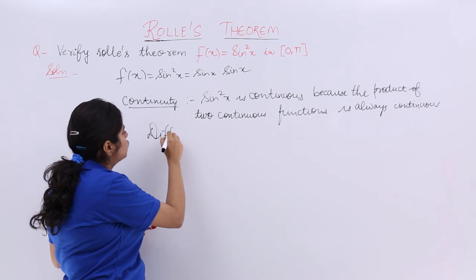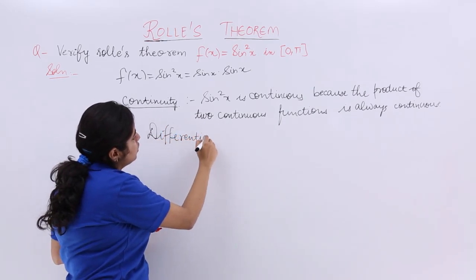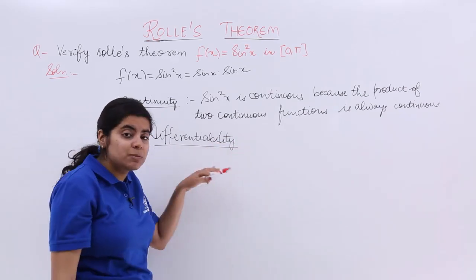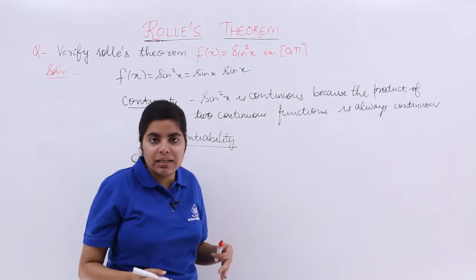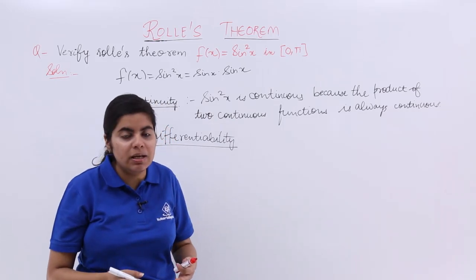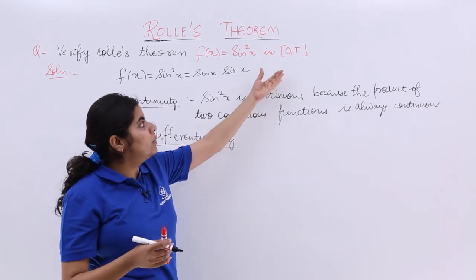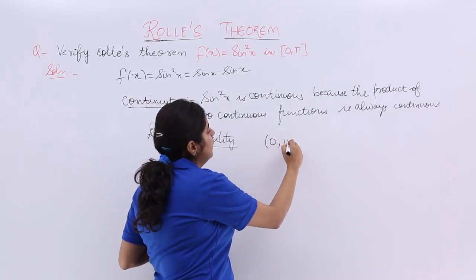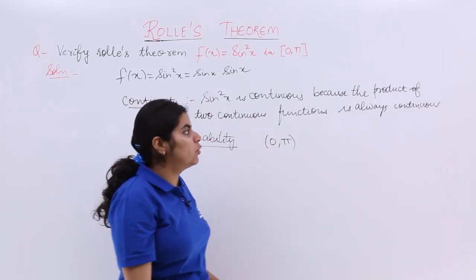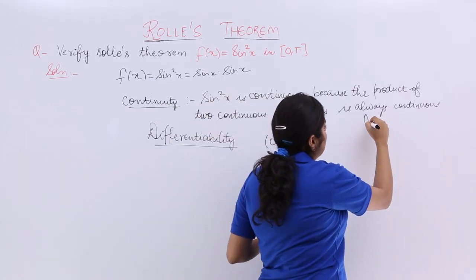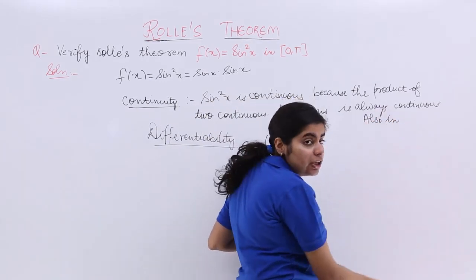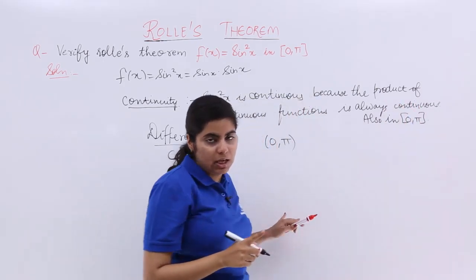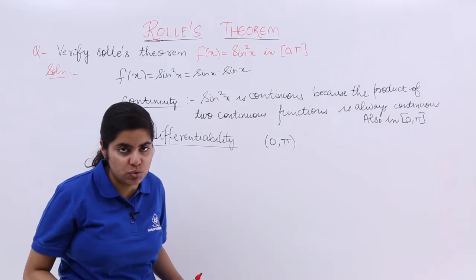What about the differentiability? About the differentiability also you will speak the same thing. You will explain the same thing. You know that sin x is always differentiable, and that is why sin square x will also be differentiable in the interval 0 to pi. But remember, in differentiability, make it the open interval 0 to pi, and in continuity, make it the closed interval 0 to pi. Do not make this mistake of open and closed interval, do not get confused.